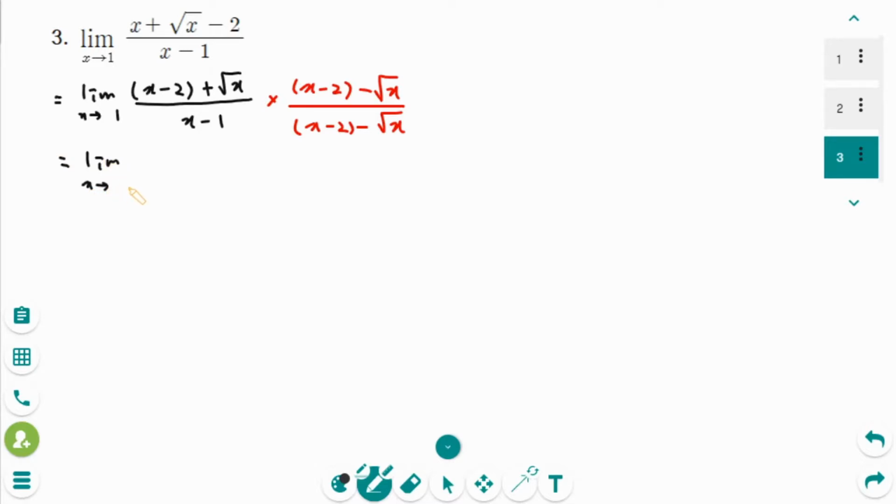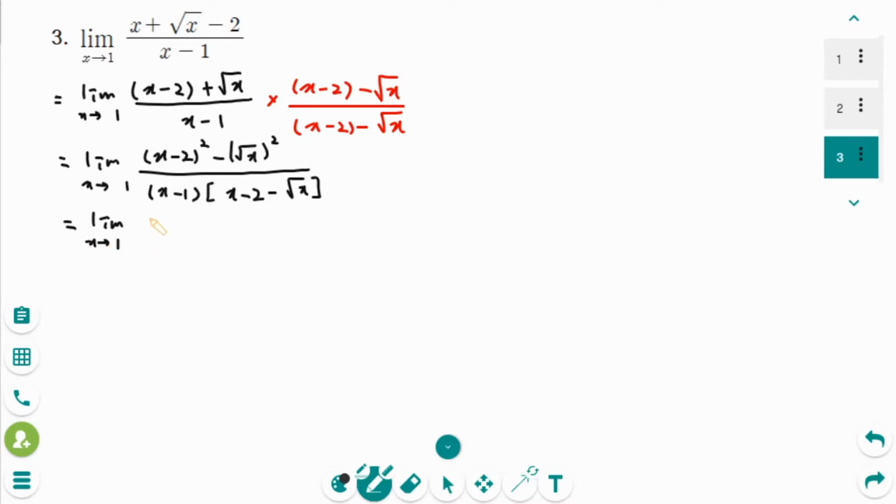Multiply the numerator. This is (x minus 2) squared minus (the square root of x) squared over, keep the factored form in the denominator. So (x minus 1)(x minus 2 minus the square root of x) equals x squared minus 4x plus 4 minus x over (x minus 1)(x minus 2 minus the square root of x).